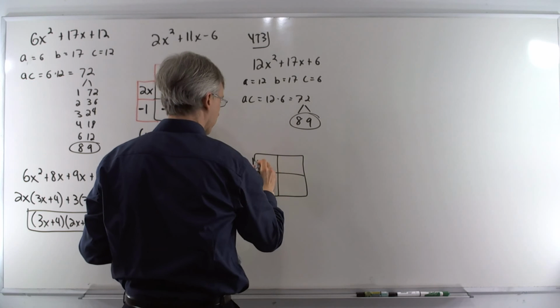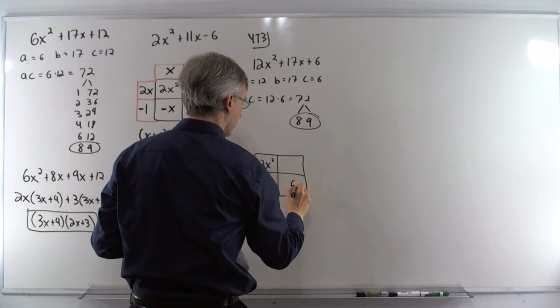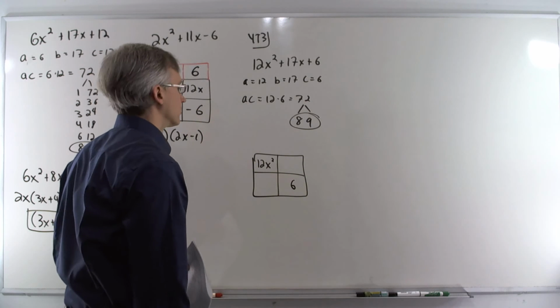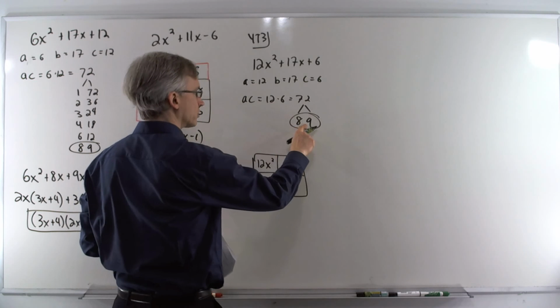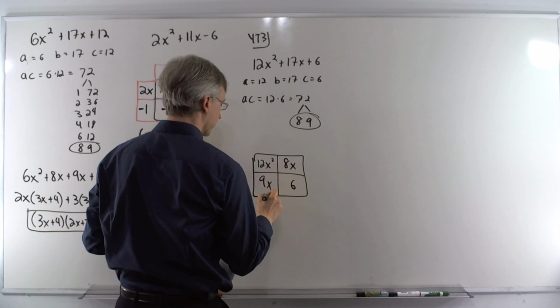So 12x squared goes in the upper left. Constant goes in the lower right, positive 6. And now we've got our two numbers to make the x terms, 8x over here and 9x over here.